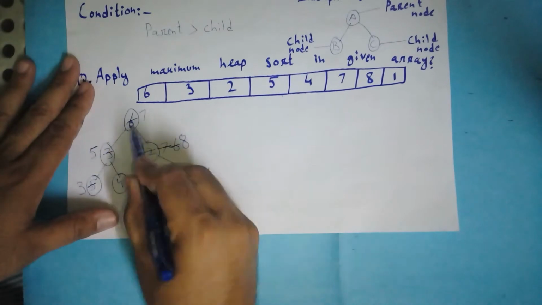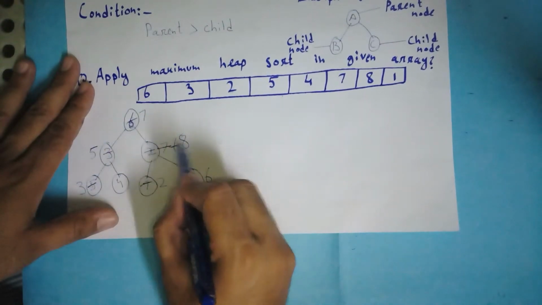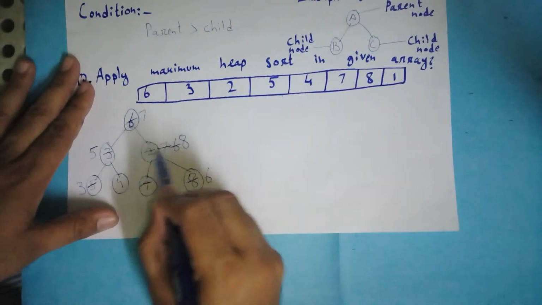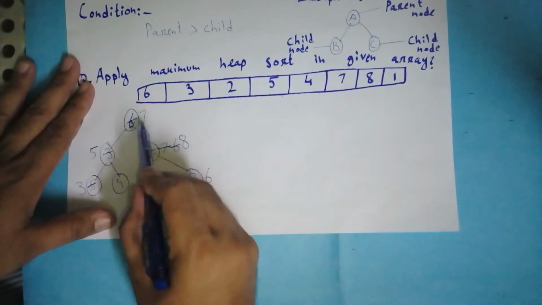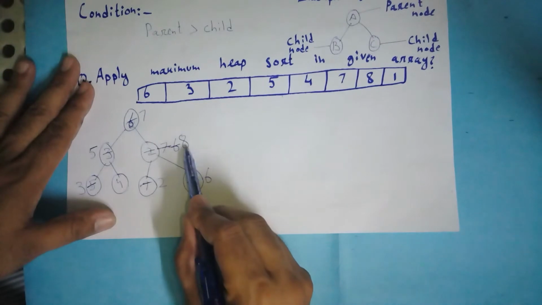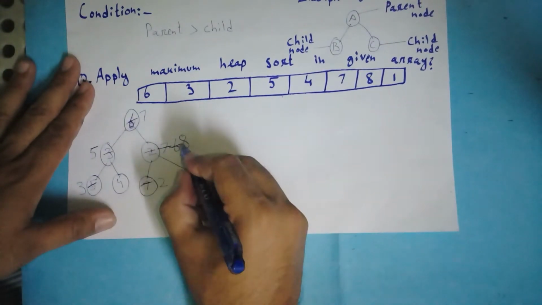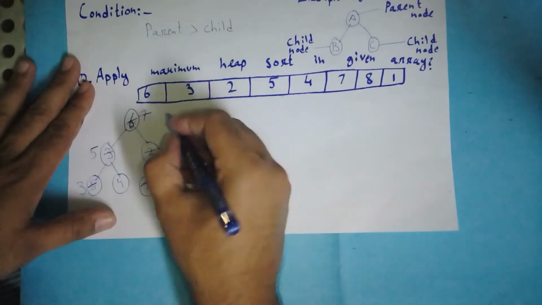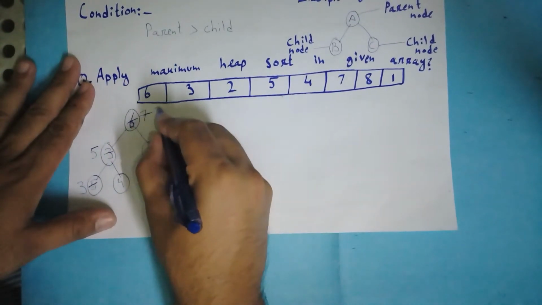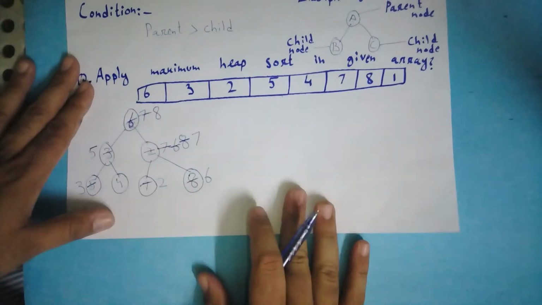Now if I check this one, the condition is false, because in this situation this one is a child node and that one is a parent node, and 7 is less than 8. So again I have to swap the value. Here I'm going to write down 7, and here I'll write down 8. Now the condition is true.